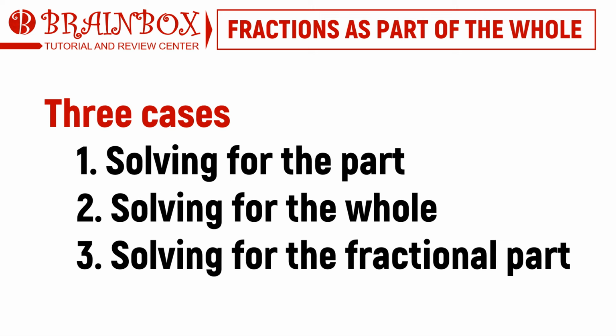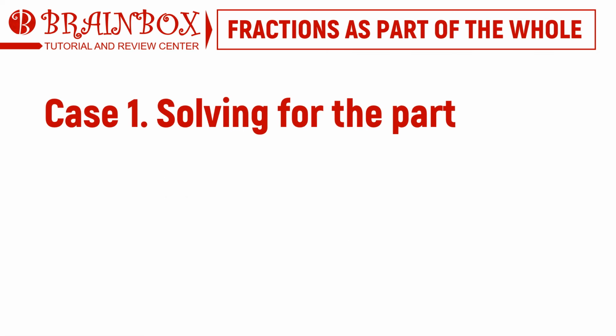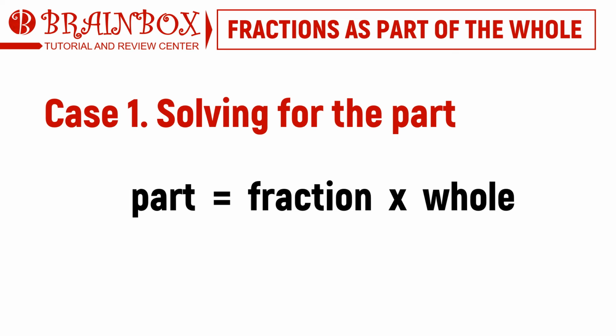If you're worried that it'll be a long discussion, don't worry. We will only be discussing the first one in this episode. With that, let's go. For the first case, we will be solving for the part. In the equation, part equals fraction times whole, part is missing, and we are going to solve for it. That is, unknown equals fraction times whole. We will name this unknown as n.